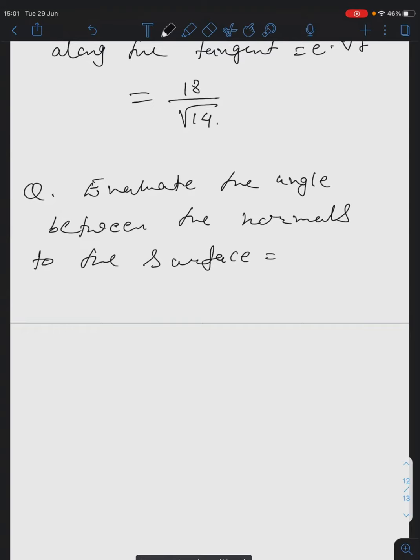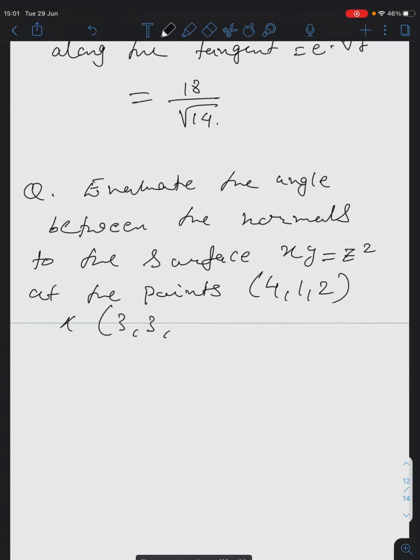So the surface is given as xy is equal to z square at the points (4, 1, 2) and the other point is (3, 3, -3). That means you have to find two normal vectors to this surface at these two points. So once you have the normal vectors, you can find the angle between these two normals.